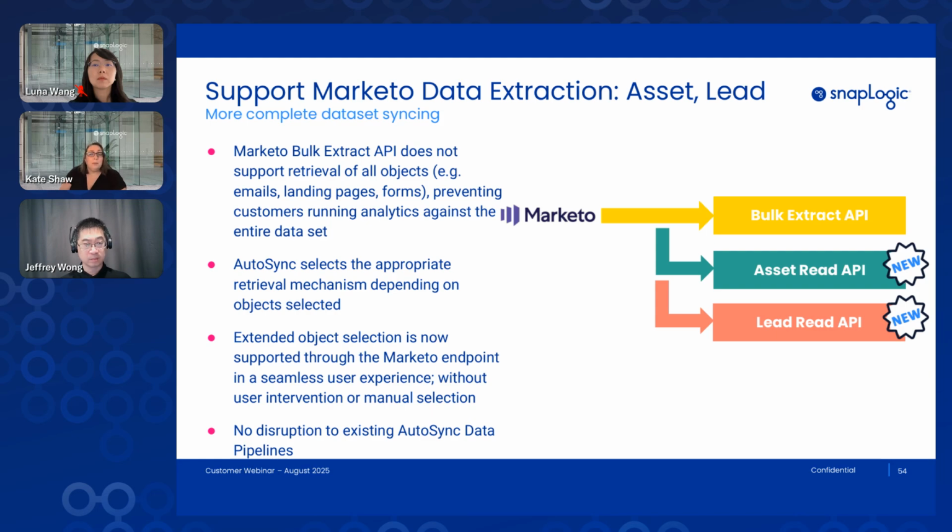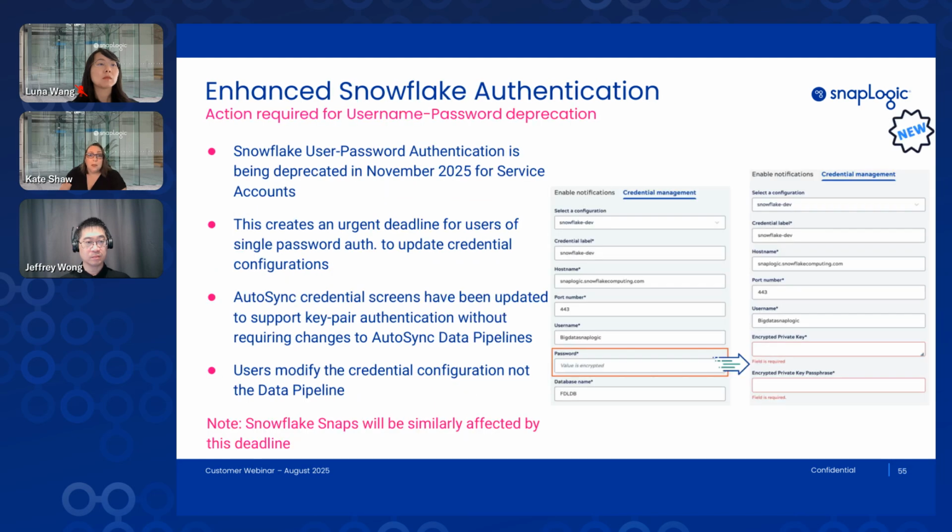Okay. One thing to note, this does not impact existing pipelines. So if you have existing pipelines for Salesforce or Marketo, those will be unimpacted if you are not pulling those objects already. Those will run uninterrupted, seamlessly, without impact.